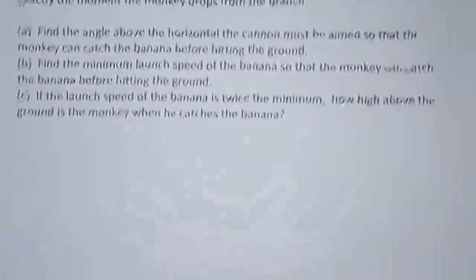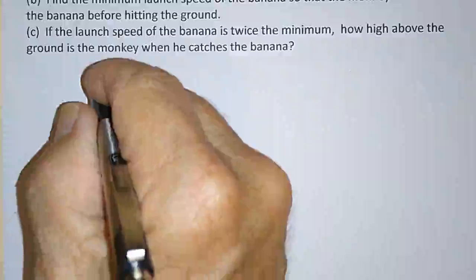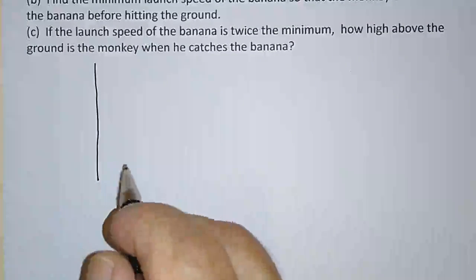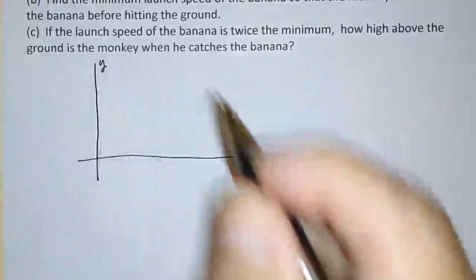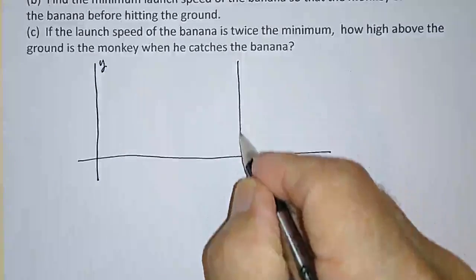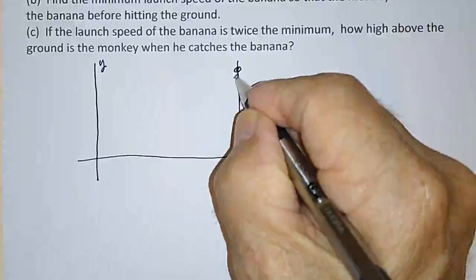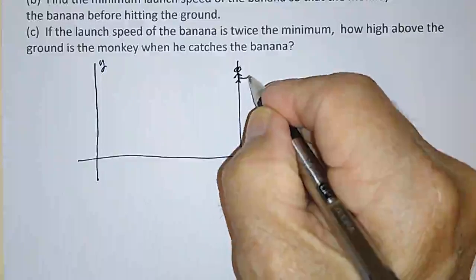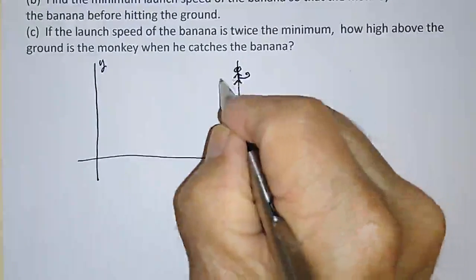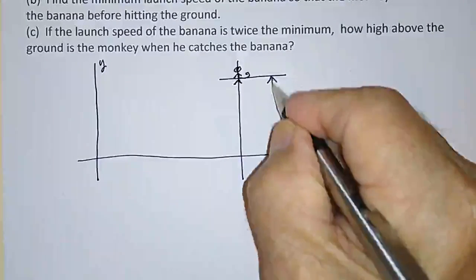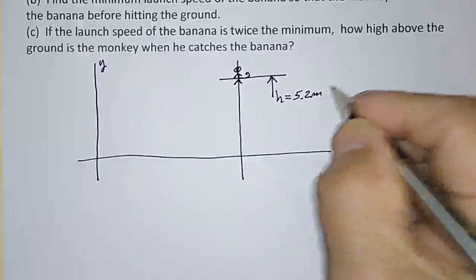So here's how we set this up. Let me draw a coordinate system. Okay, here's a coordinate system. This is X, and this is Y. And let's say this represents the line directly under the monkey. Here's the monkey, like this. We'll give him a little tail here. And the monkey is, let's say, at some height h, which is equal to 5.2 meters above the ground.